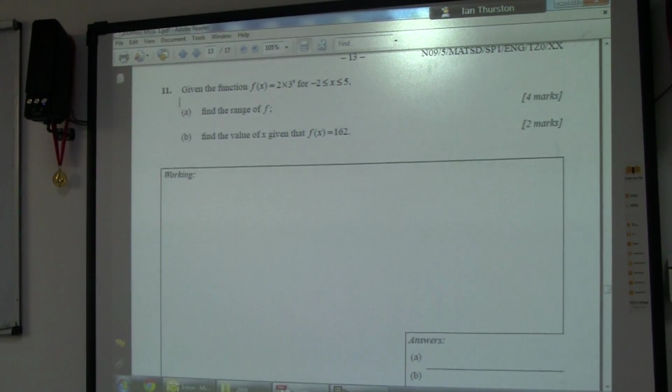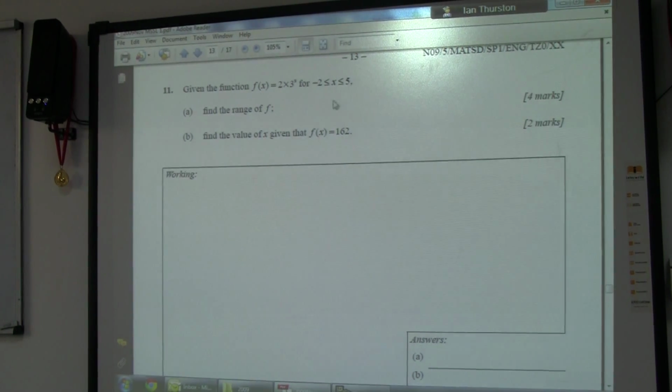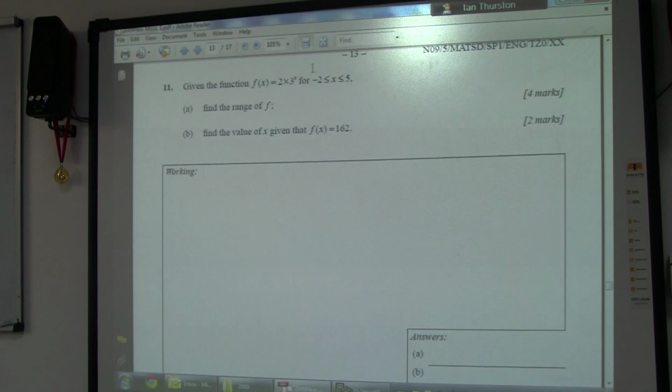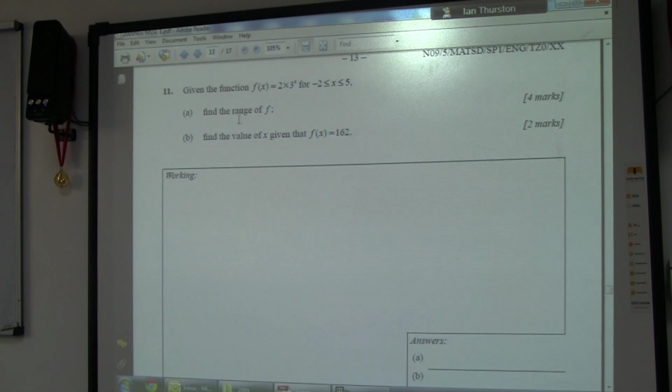Okay, so we've been given this function here, and we've been given specific x values between -2 and 5, and we're being asked about the range of f. Now, two words you need to be aware of are domain and range. Domain talks about the x-axis, specific x values. In this case, we're given the answer there. The x values have to be between -2 and 5. The range talks about the possible y values.